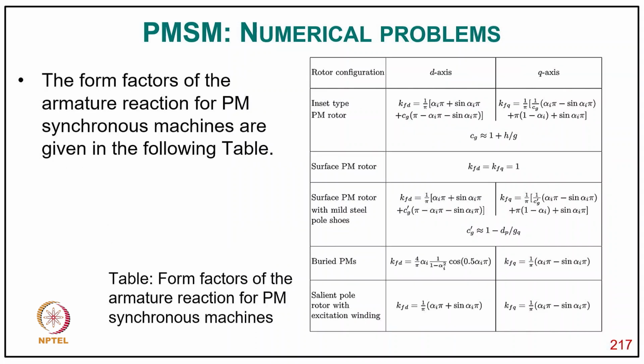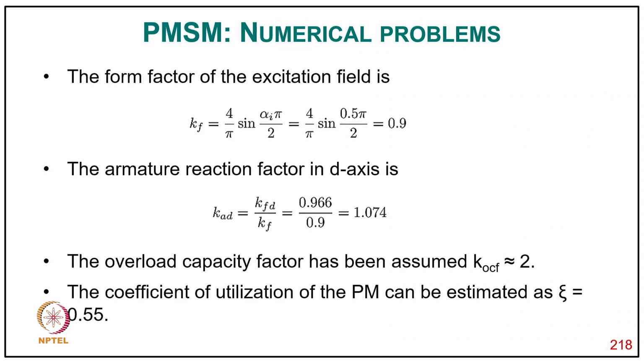So the form factor of the armature reaction for a PM synchronous machine is given in the table. From here, typically form factors are given for different types of motor. The form factor for the excitation field is KF equal to 4 upon pi sine alpha pi by 2, that comes to 0.9, and the armature reaction factor in the D axis KD equal to KFD upon KF comes to 1.074.